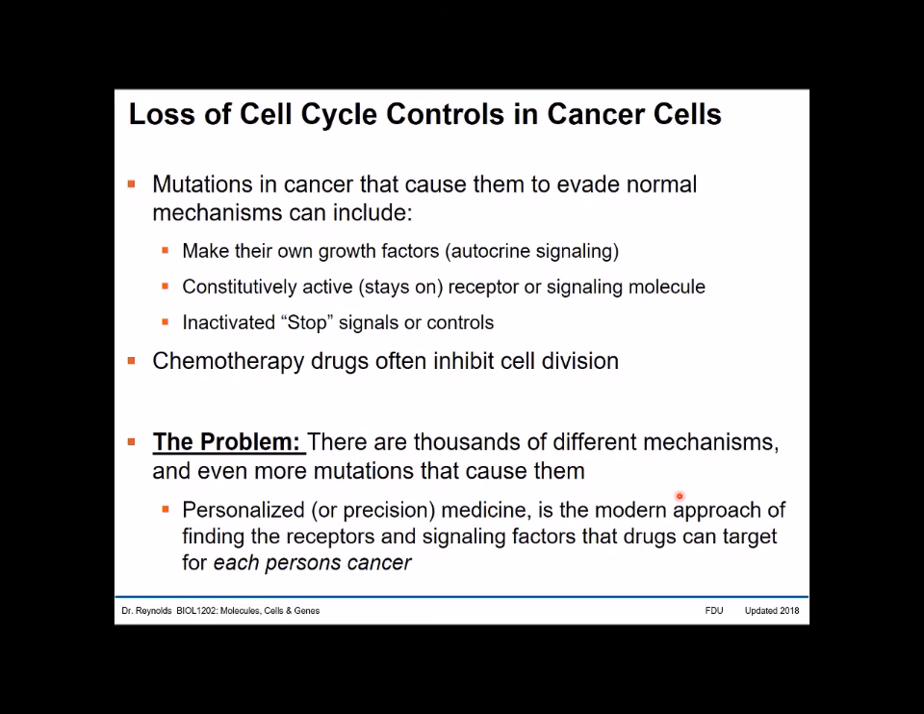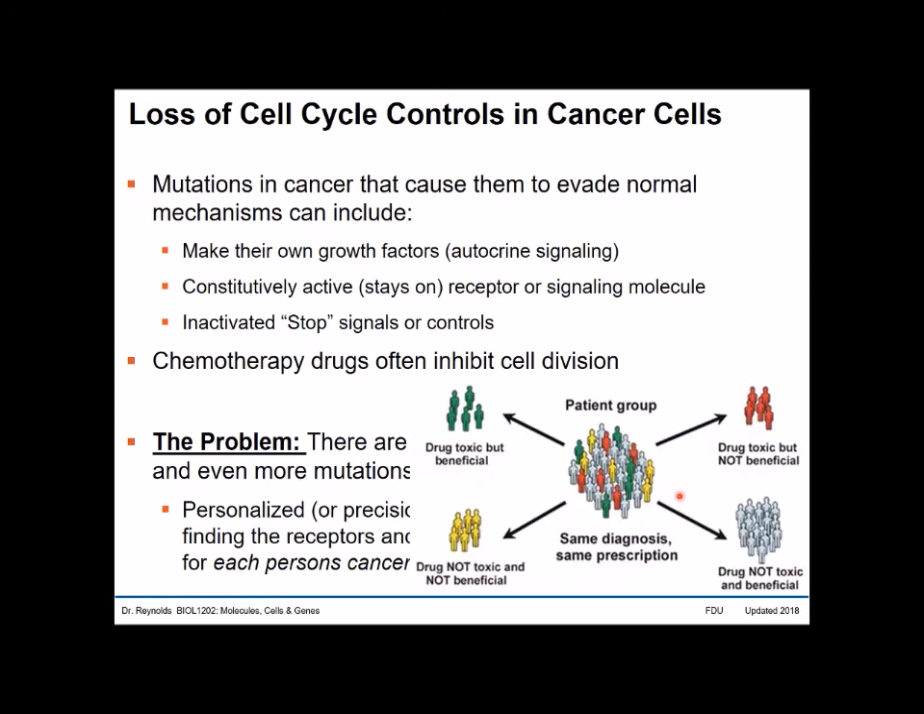So personalized or precision medicine is the idea that within a patient group, even if every single one of them had breast cancer, they cannot all be treated by the same drug. It will work for some, but others it may be toxic without even doing any benefit. Others it may benefit without toxicity, and others it may see no effect at all, because the reason why their cancers are cancerous is simply different for each.